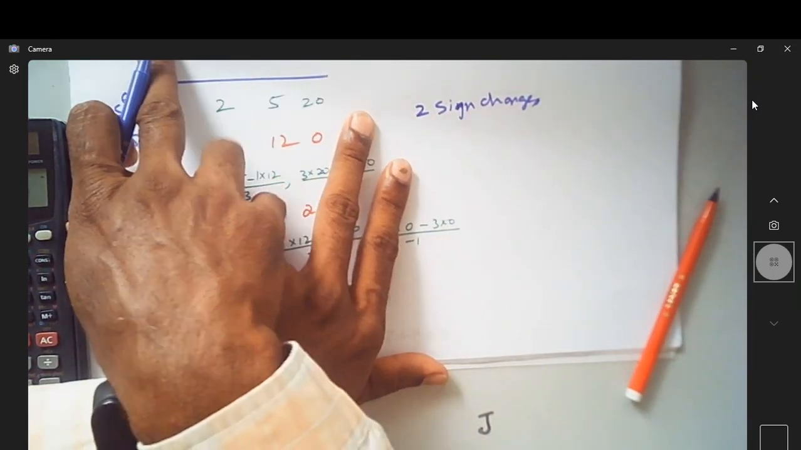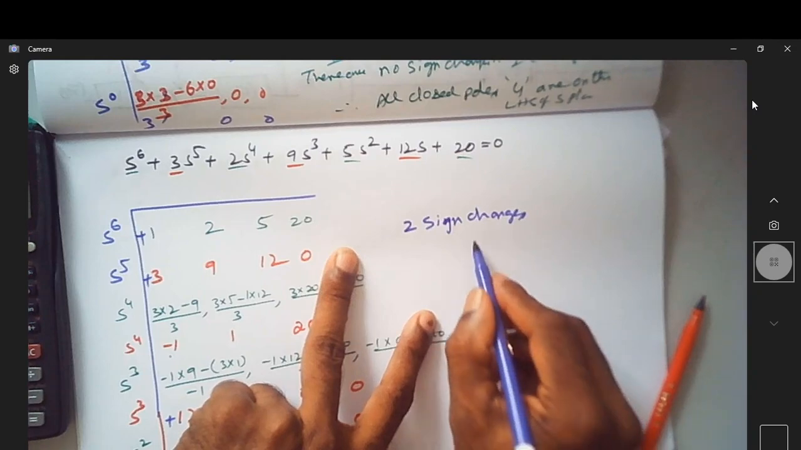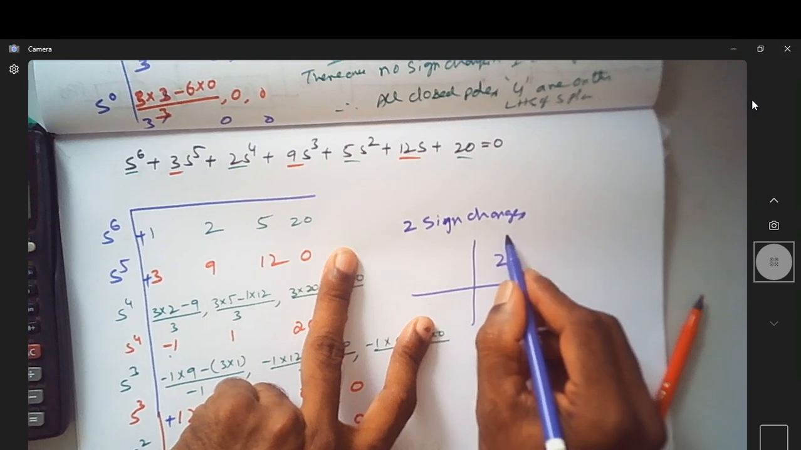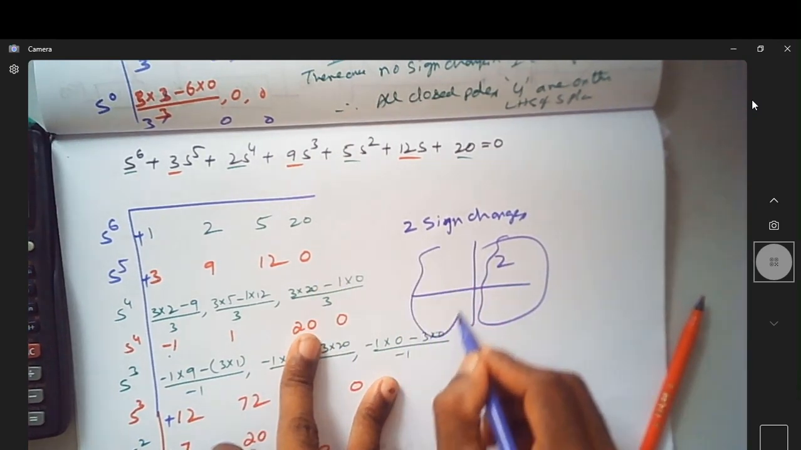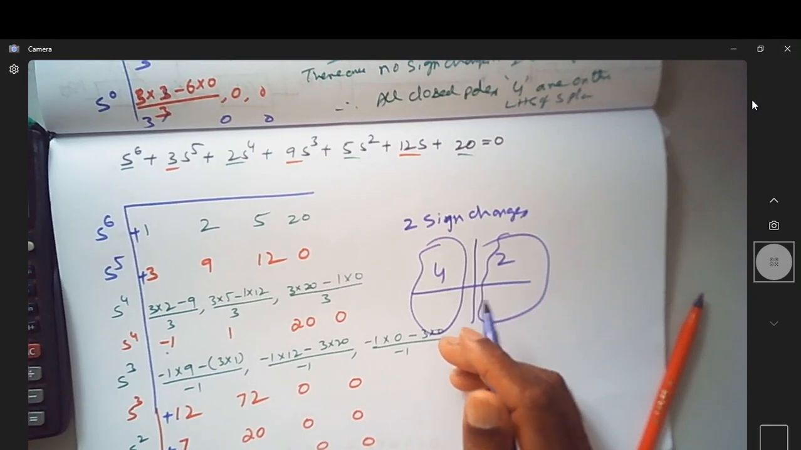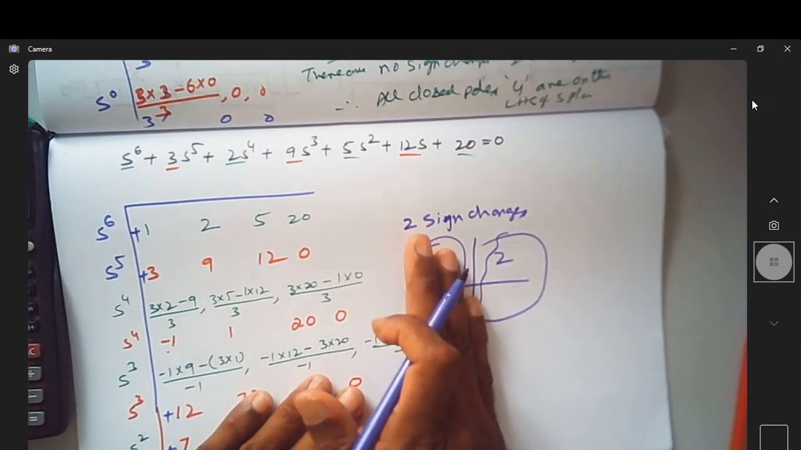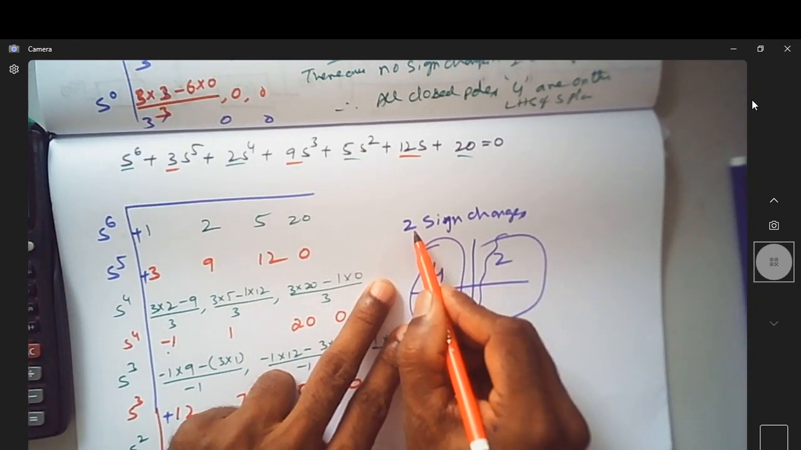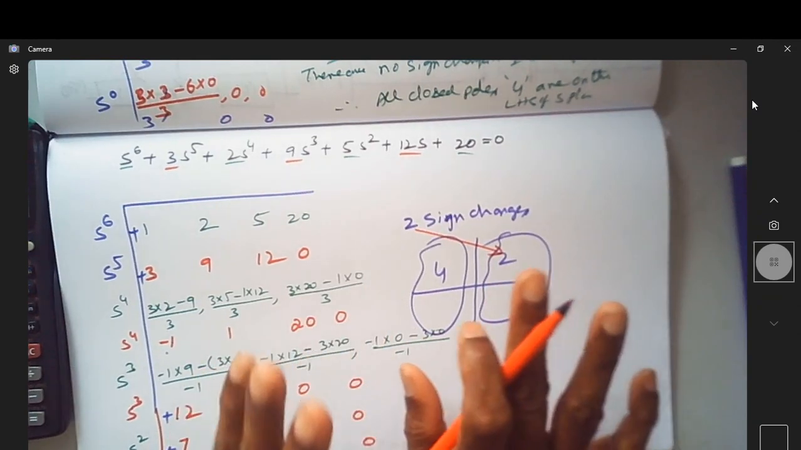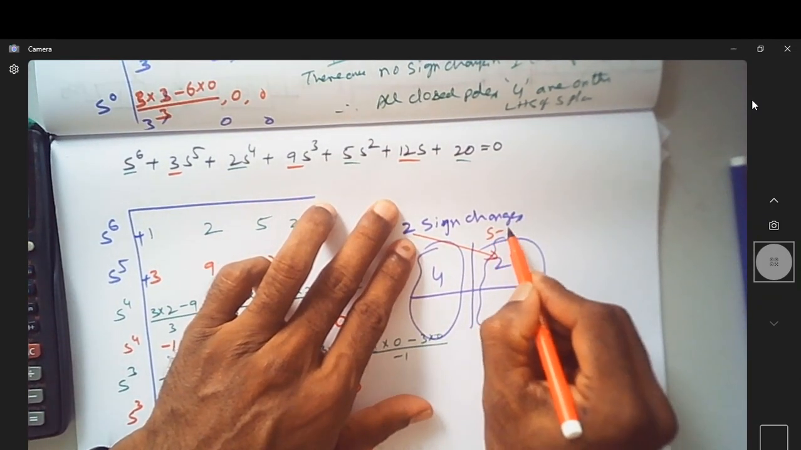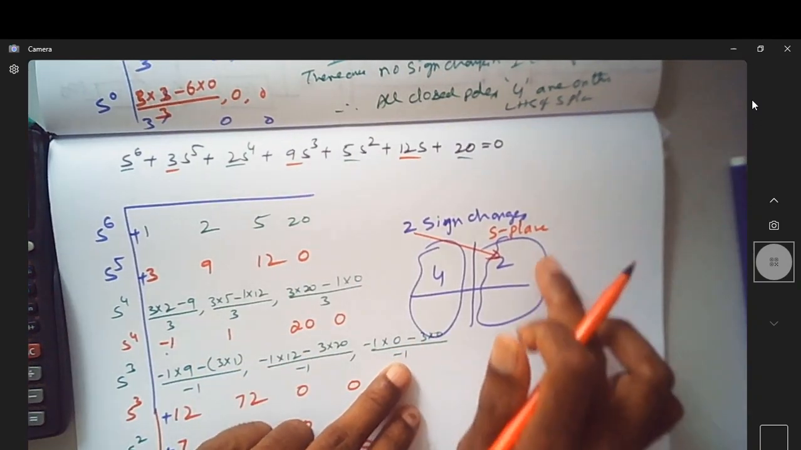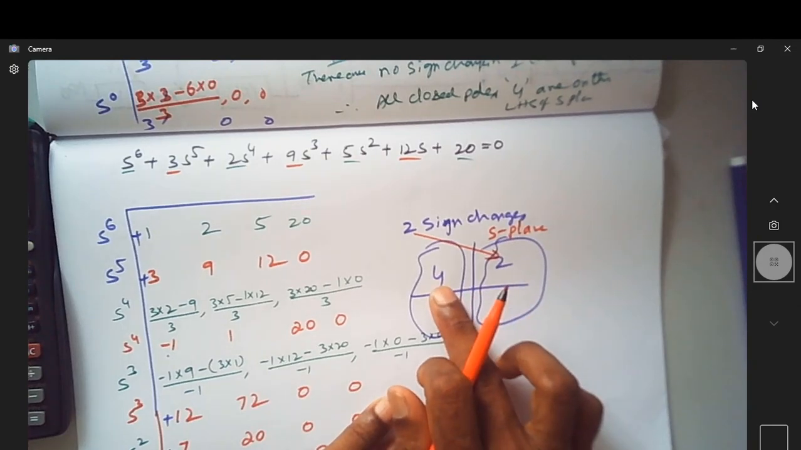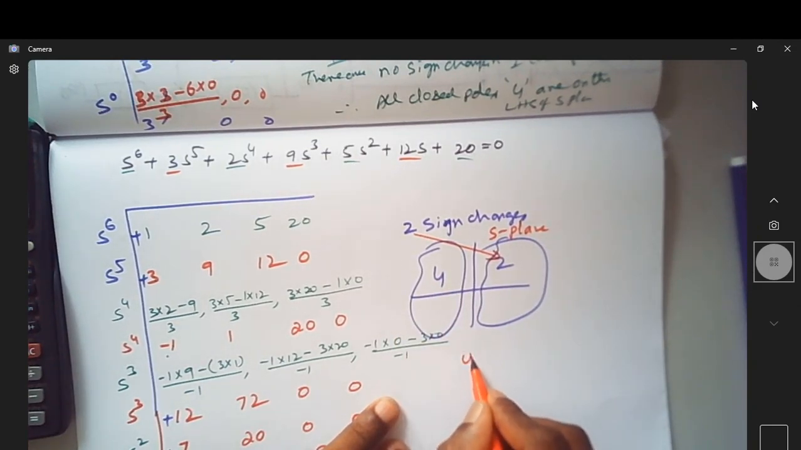So out of 6 roots, 2 lie on the right hand side of the S-plane. So 2 are lying somewhere here. The remaining 4 are lying on the left hand side. Why 2? Because there are 2 sign changes. The number of sign changes indicates how many poles are on the right hand side of the S plane. So this is my S plane. Out of 6, 2 are lying to the right side, 4 to the left hand side. The system is unstable.